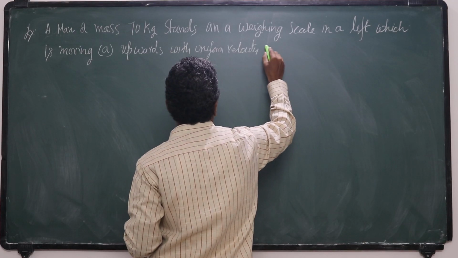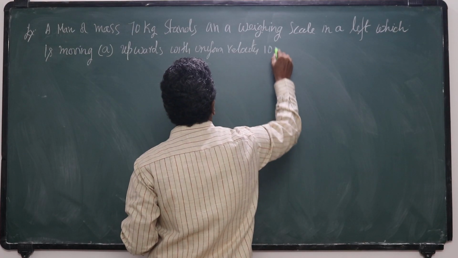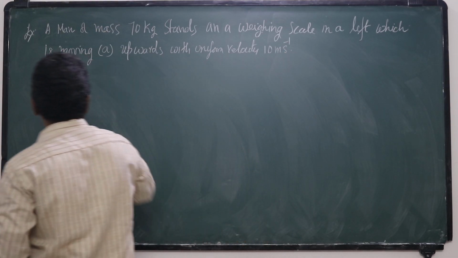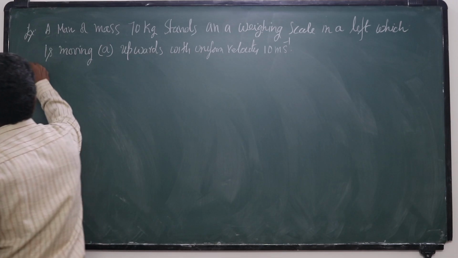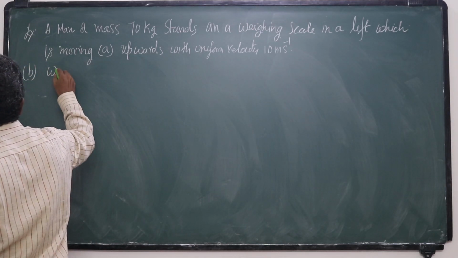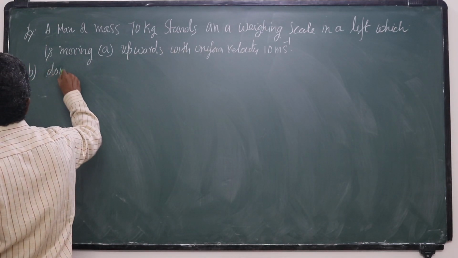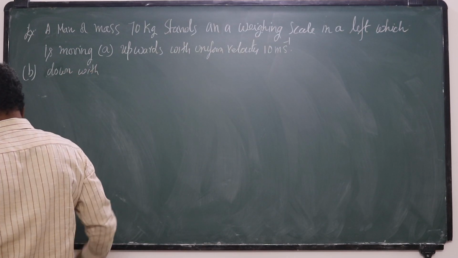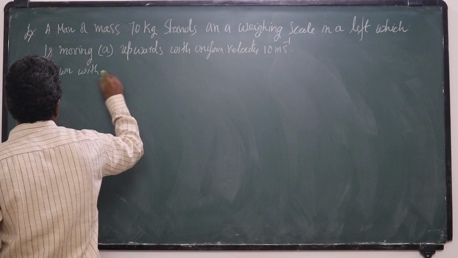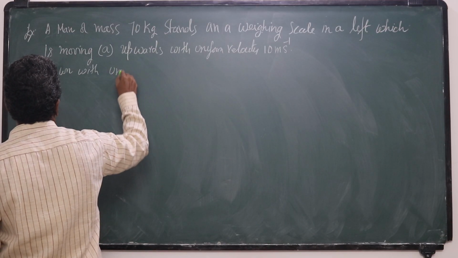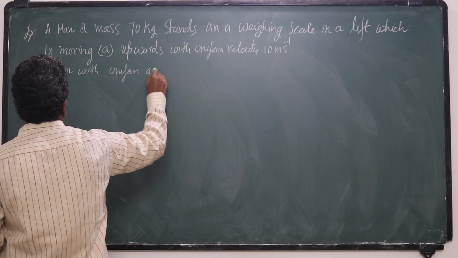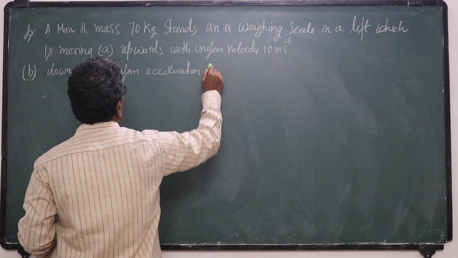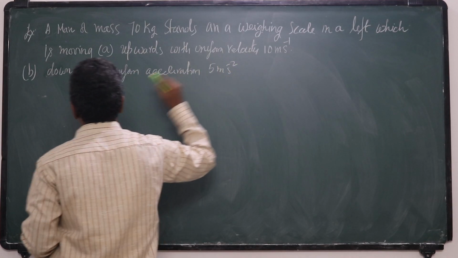Uniform speed or velocity 10 meter second inverse. B. Down with uniform acceleration 5 meter second to the power minus 2. C.